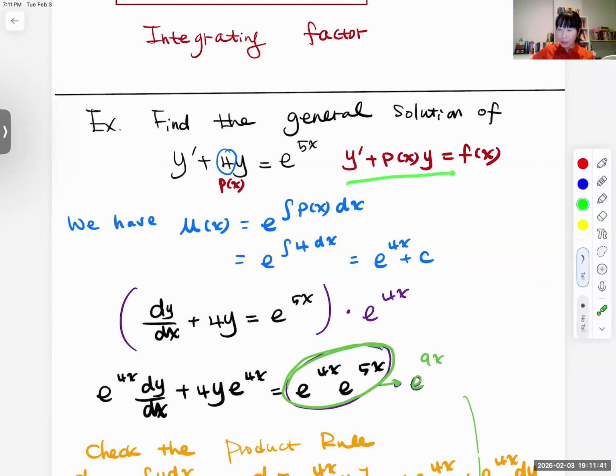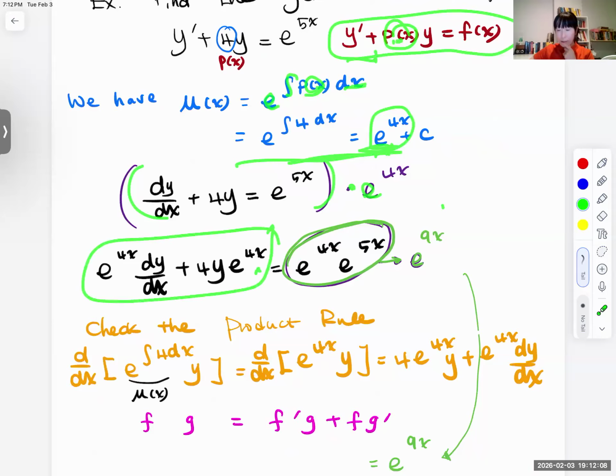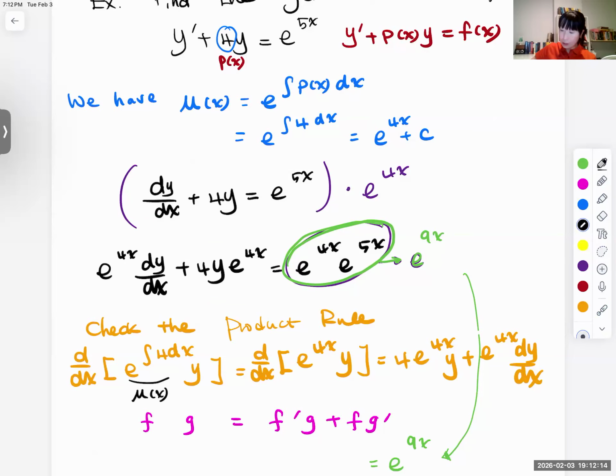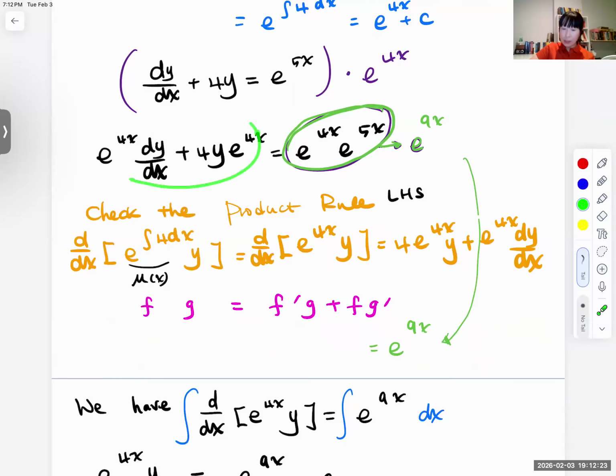So we have to have this format, and then we use the polynomial as e to the integral of the polynomial dx, then we find it out, right? And then we multiply every term by the integrating factor, right? Okay, now we get the left side and the right side, right? So check the product rule on the left-hand side. Let's write down the left-hand side. Then we have a product rule. So we check that this is the product rule.